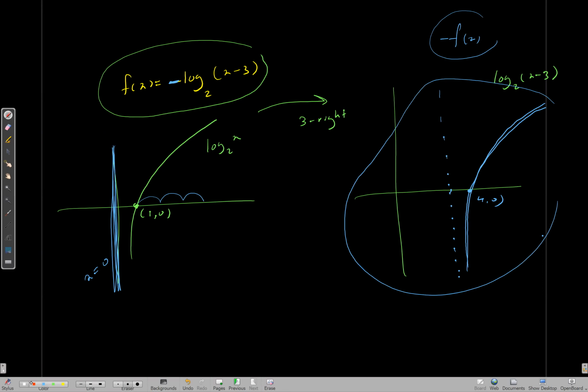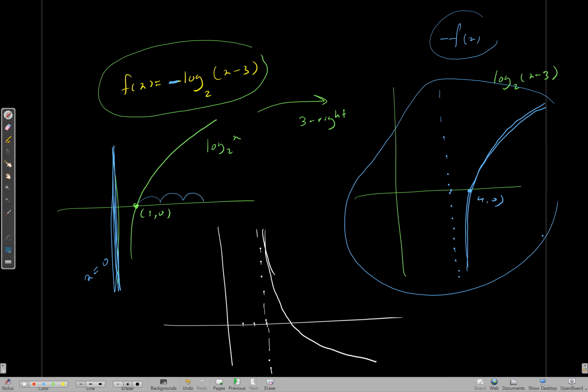Now let me draw that over here. What will happen is, okay, 1, 2, 3. What will happen is you will have this kind of shape. Now that is the graph of this function, negative log base 2 of (x minus 3). Now let's talk more about this guy.